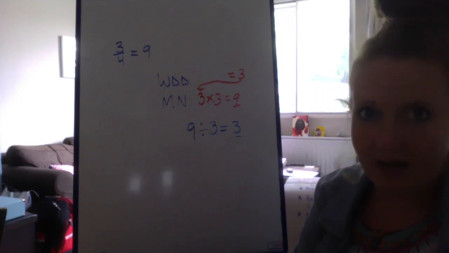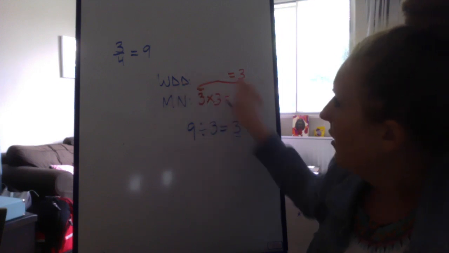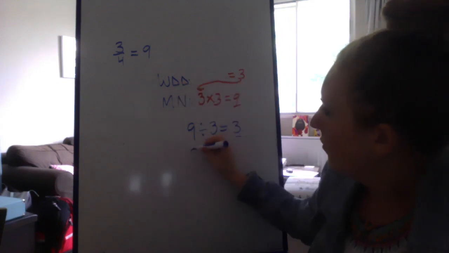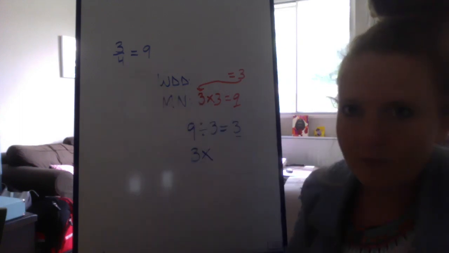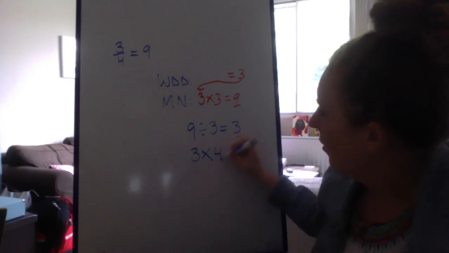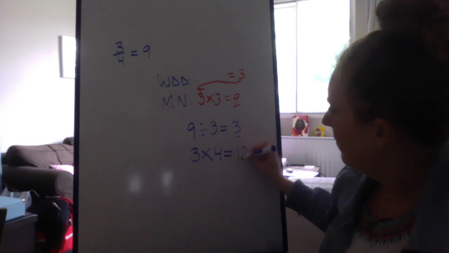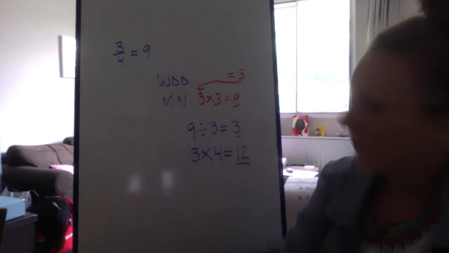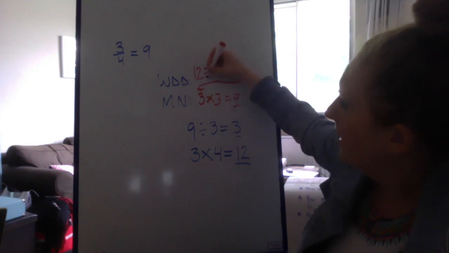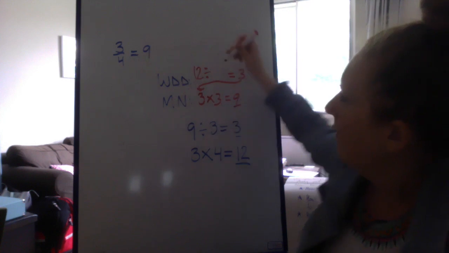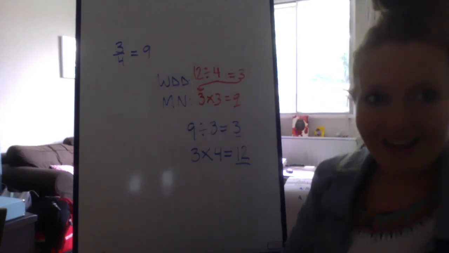Well, again, we're going to have to use our inverse. So instead of whole divided by the denominator, we're going to do 3 times, and what's our denominator? 4. 3 times 4 is equal to 12. So let's check that. If we're saying our whole is 12, divided by our denominator, 4, is 12 divided by 4 equal to 3? It is.